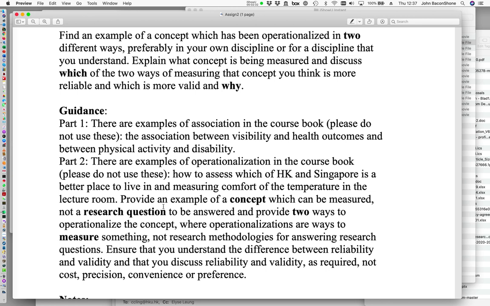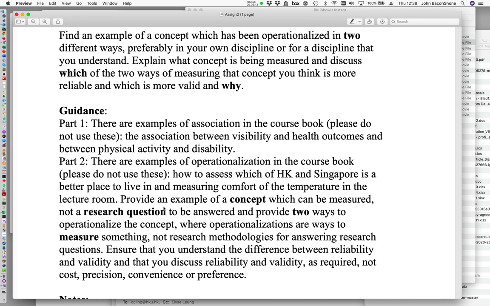So of course, I need you to provide an example of a concept which can be measured, not a research question to be answered, right? So you could start from a research question, but you'll remember when we went through this in the course book, we said that that's not the same thing as the concept being measured, right? So there may be more than one concept being measured within that study, but that's what I want you to focus on, not a research question. And it's two ways to operationalize the concept. In other words, two ways to measure that concept, not two different research methodologies for answering research questions.